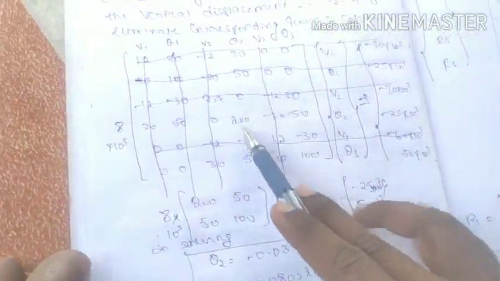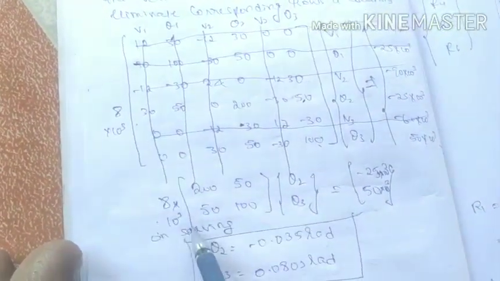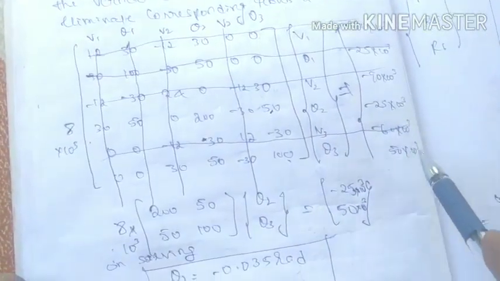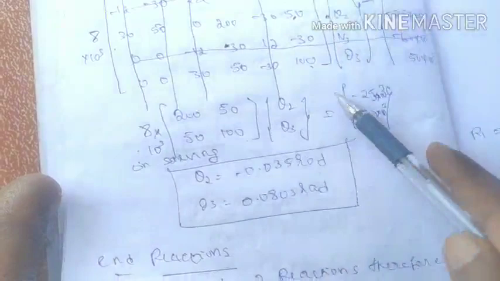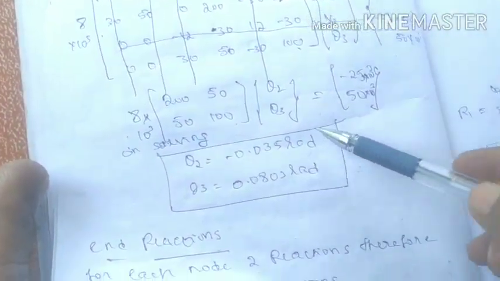Therefore what is left? 200, 50, 50, 100 into 10, 8 into 10 raised to 3 is equal to minus 25 into 10 raised to 3, 50 into 10 raised to 3. If we solve this, the slopes you will get: theta 2 is 0.035 radian, theta 3 will get 0.0803 radian.